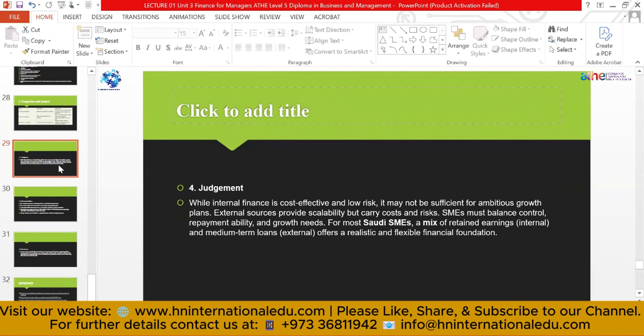Scalability, we have a large amount of money, but what it requires is a lot of interest and strings attached to it. SMEs must balance control, repayment ability, how we are going to repay it, and growth needs, how they are going to go further ahead in the industry. For most SMEs, a mix of retained earnings, internal or the reserves internally, and medium-term loans, external. Why? Because we take the loans from different sources, it offers a realistic and flexible financial foundation.